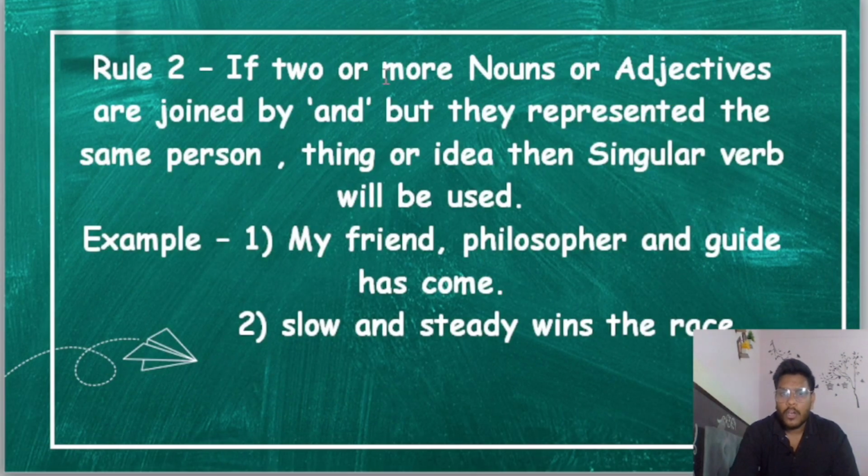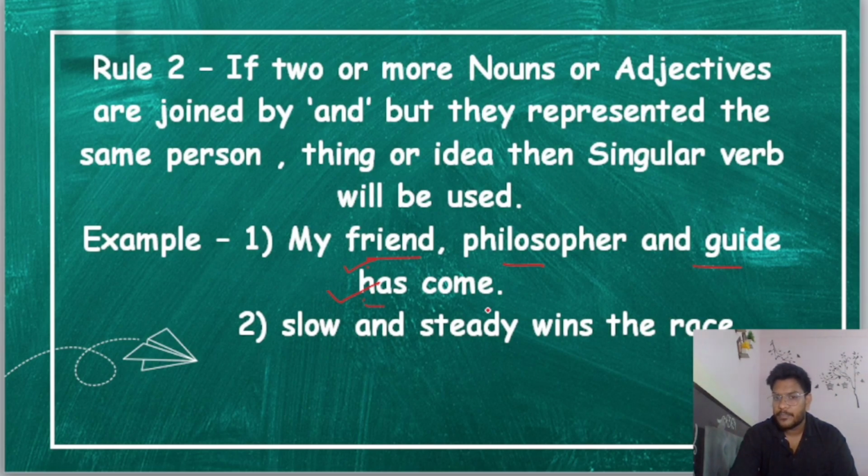Rule number two: if two or more nouns or adjectives are joined by and but they represent the same person, thing or idea, then a singular verb will be used. It's a very simple rule. We have to check the sentence carefully, like: my friend, philosopher and guide has come. Although there are three nouns, we don't use have here, because philosopher and guide are qualities of my friend. It represents the same person. My friend is a philosopher, my friend is a guide, so we have to use the helping verb has.